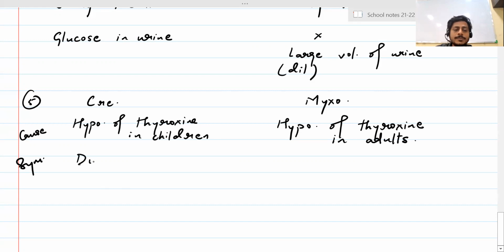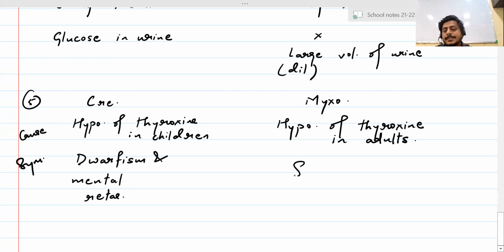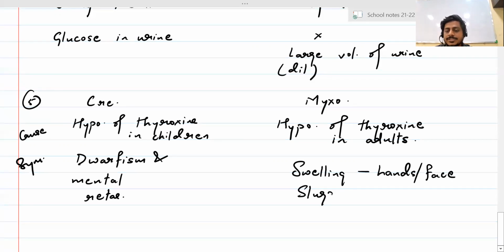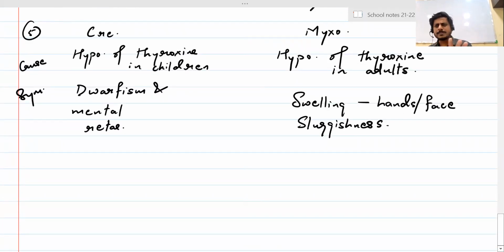So it is hypo of thyroxine in adults and hypo of thyroxine in children. Cretinism is characterized by two things. One is dwarfism, which is stunted growth, and along with dwarfism, there is mental retardation. Myxedema is characterized by swelling. And where are we seeing this swelling? This swelling is being seen on the hands. This swelling is being seen on the face. And there is slowing down of metabolism, which is sluggishness basically. There is reduced heart rate, reduced BMR, and increased tendency to gain weight. We can remember these two.